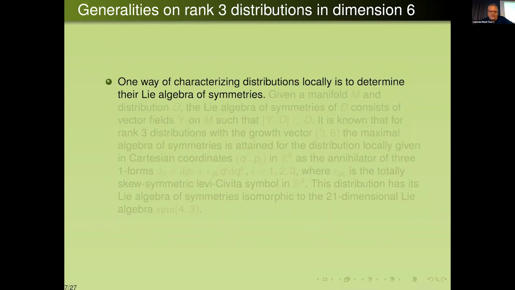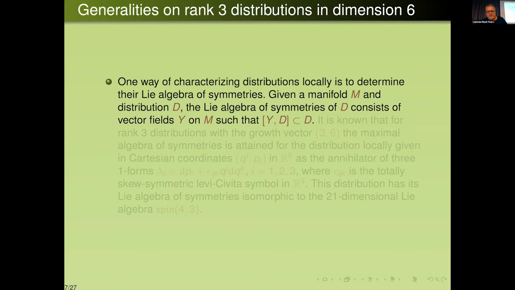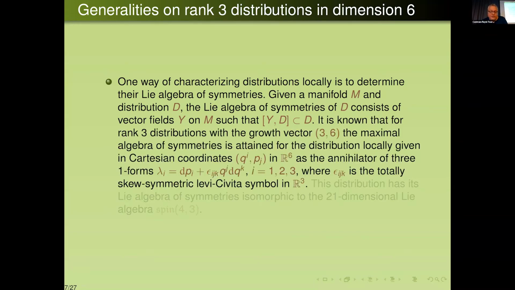And one way of characterizing a distribution is to calculate the algebra of symmetries. I recall what it was. These are such vector fields on the configuration space that commutators of these vector fields with all the vector fields from the distribution sit in the distribution. And it is known that for the rank-2 distributions with the growth vector (2,3,6), the maximal algebra of symmetries is attained for the distribution locally given in Cartesian coordinates in R^6. Q goes from 1 to 3 and P goes from 1 to 3.